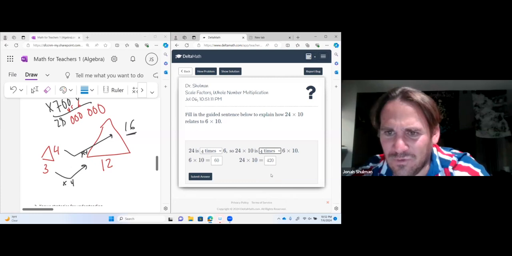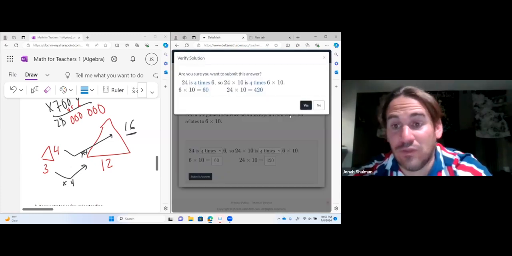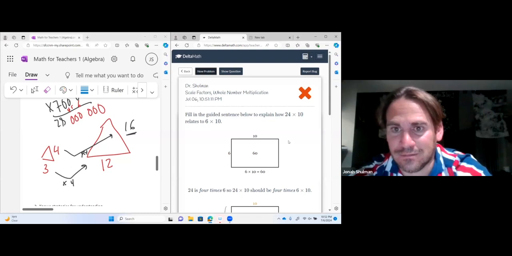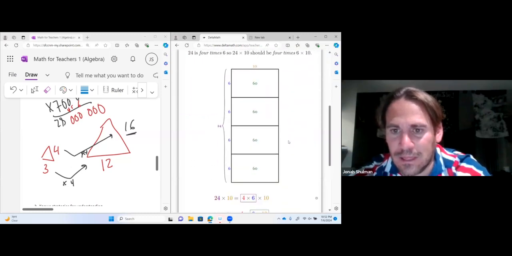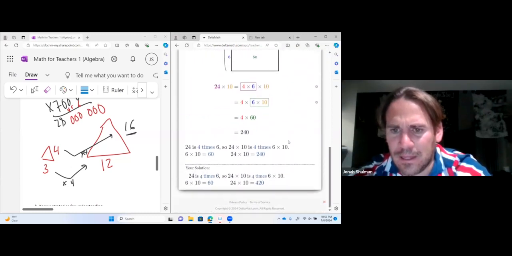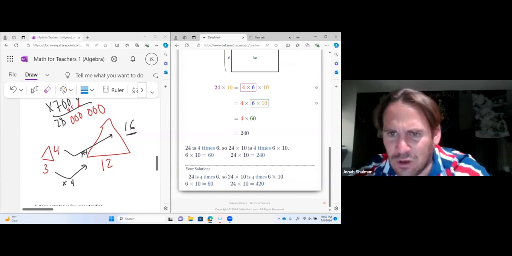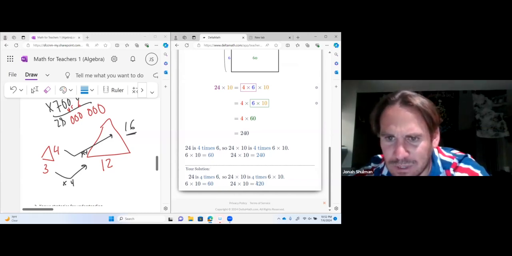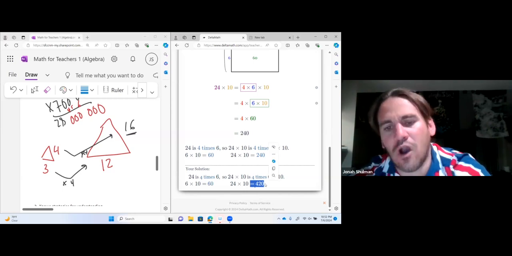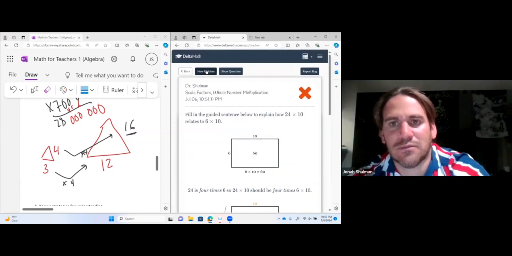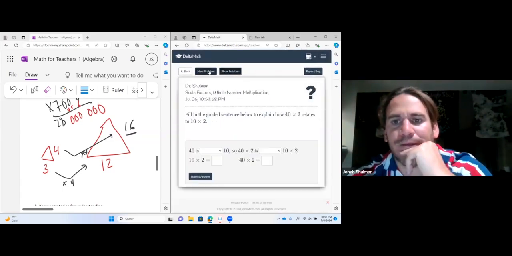I believe it's going to be 4 times 6 times 10. Yeah, because 6 times 10 is 60. Wow. They made that so complicated. Oh, what? I got the answer. I put 24 is 4 times 6. So 24 is 4 times 6 times 10. 6 times 10 is 60, and 240. Oh, I put the final answer here. Oh, you gotta be kidding me. All right, let's do another one. I don't want to see the solution.